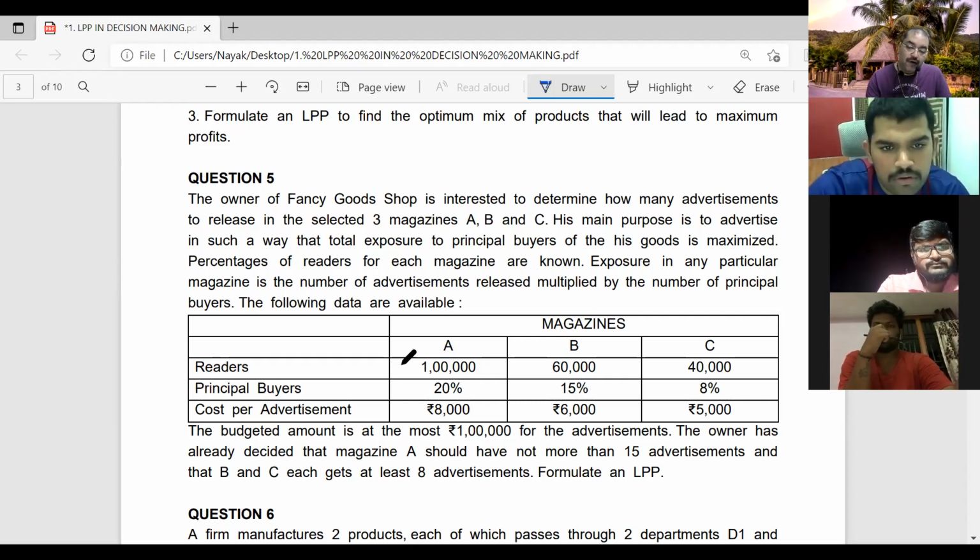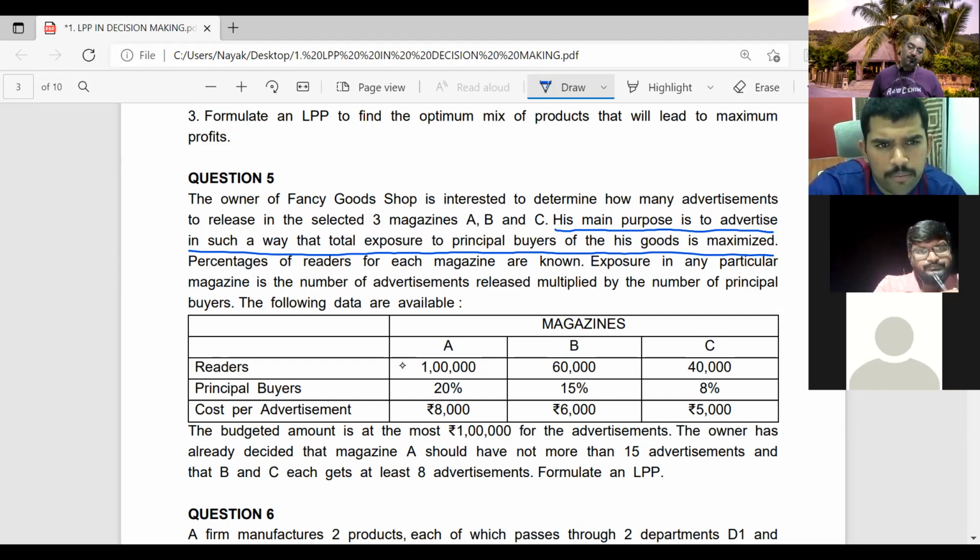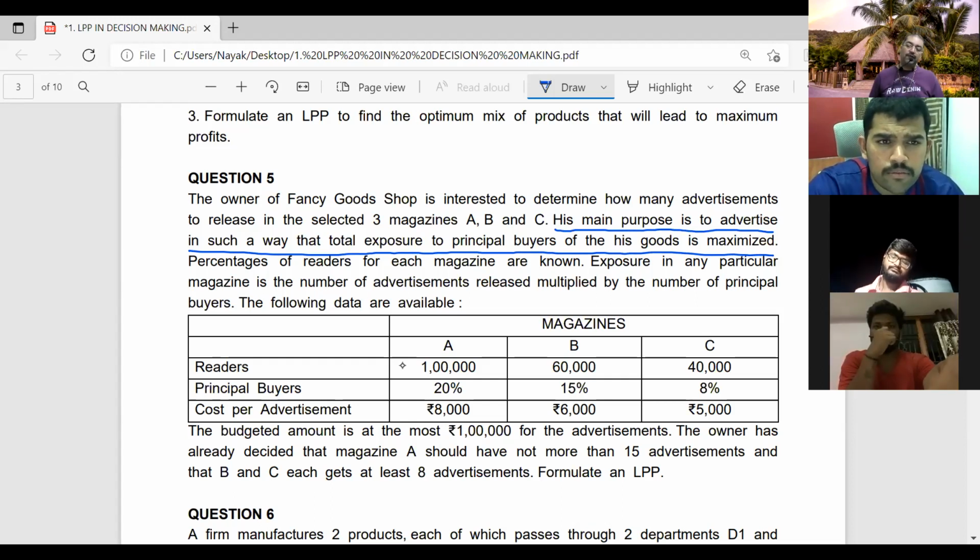What has been given? What is the main purpose? Advertise in such a way that total exposure to principal buyers is maximized. Yes. So objective function is to maximize the exposure to principal buyers. Neither it is a cost, nor a revenue, nor a profit. Here we are concerned with maximization of exposure to principal buyers. Okay. So let us write down.